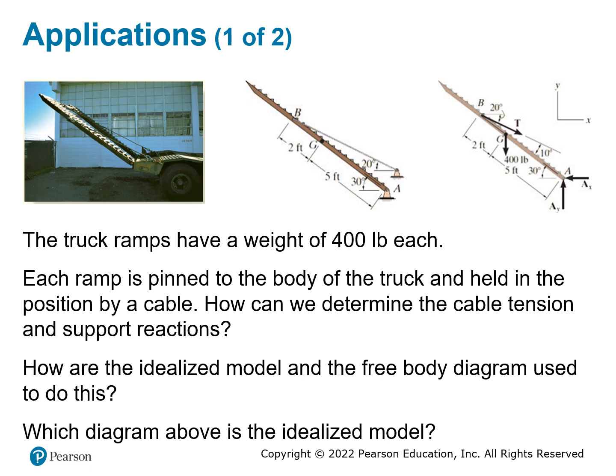In this example, you have a truck that has a ramp, and it has a weight which is 400 pounds. Each of the ramps is pinned to the body of the truck. So what does the pin look like? Look at the picture right here, and the pin is at this position. This is a pin at the location of A.